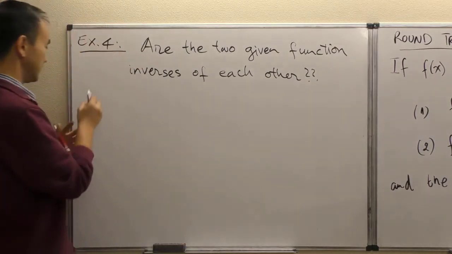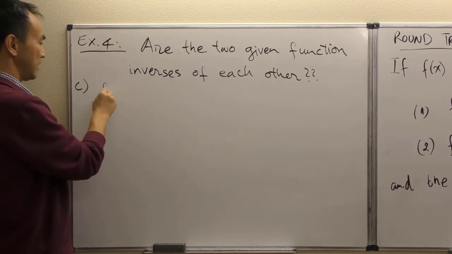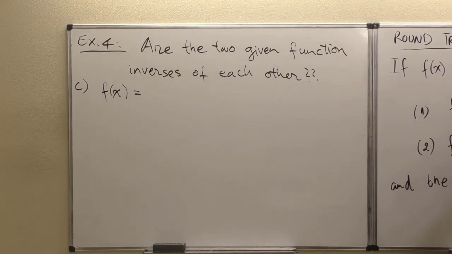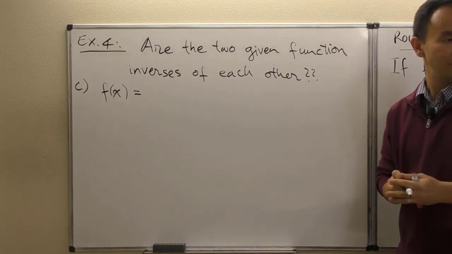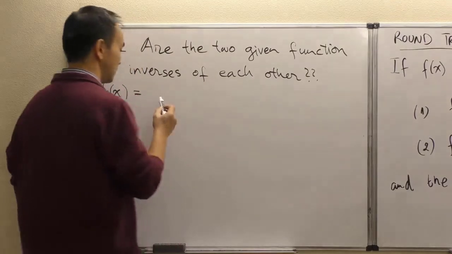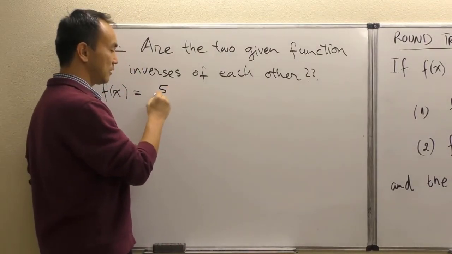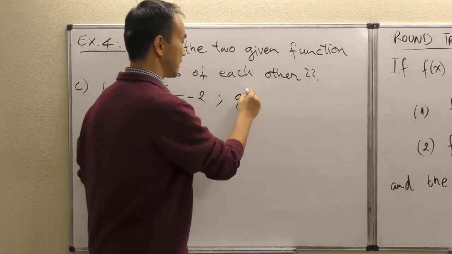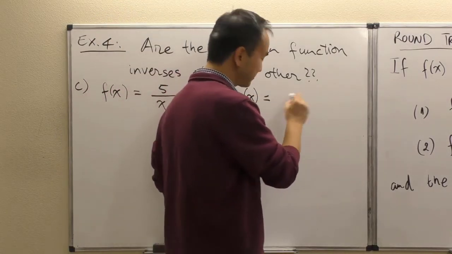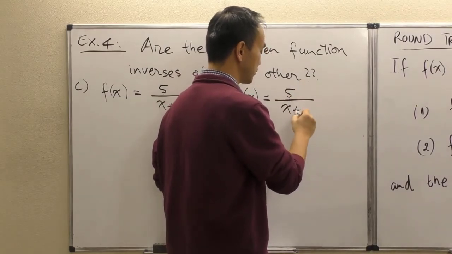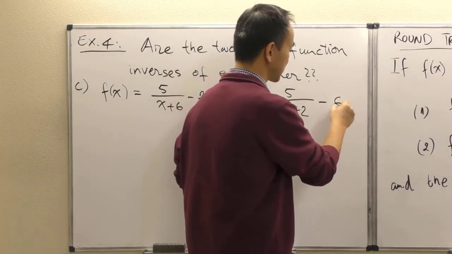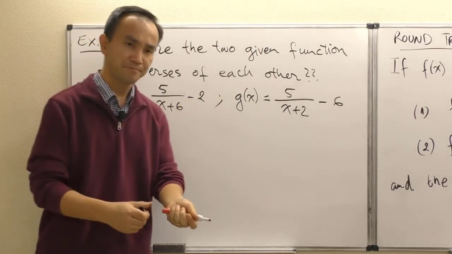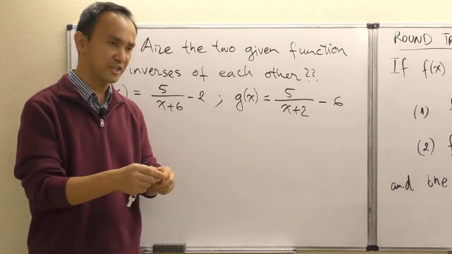Right, so let's look at another pair of functions. How about f of x equals 5 over x plus 6, minus 2, and then g of x equals 5 over x plus 2, minus 6. We want to find out if these two functions are inverses of each other.